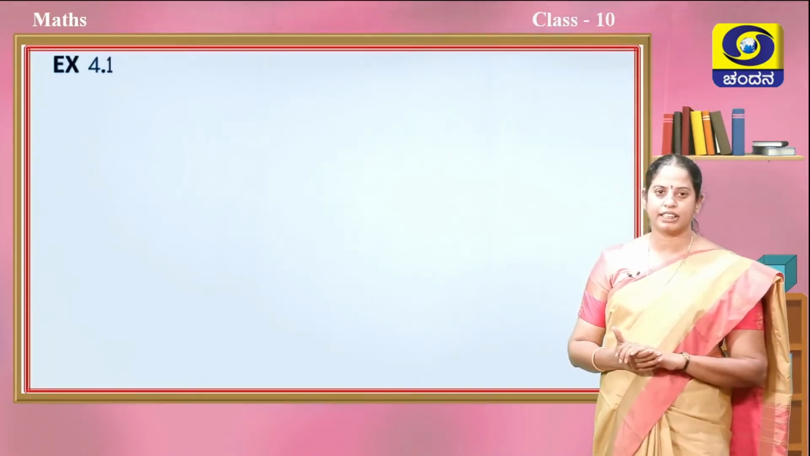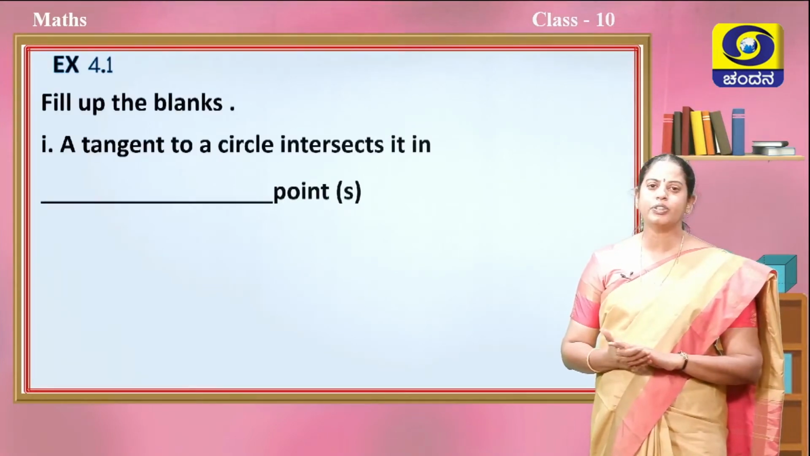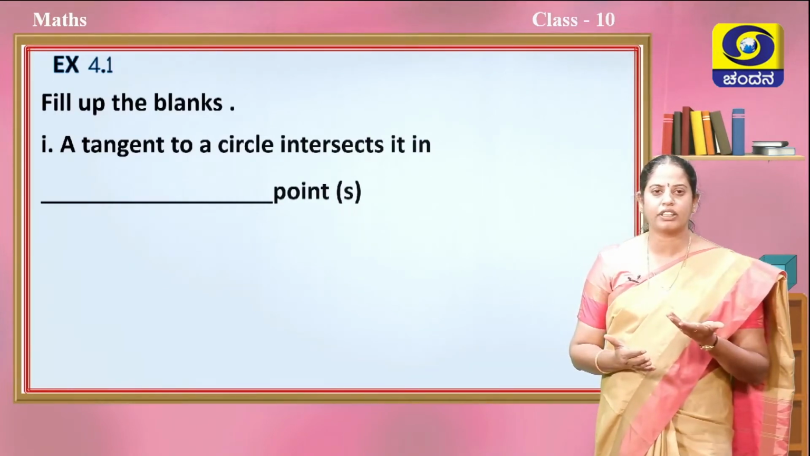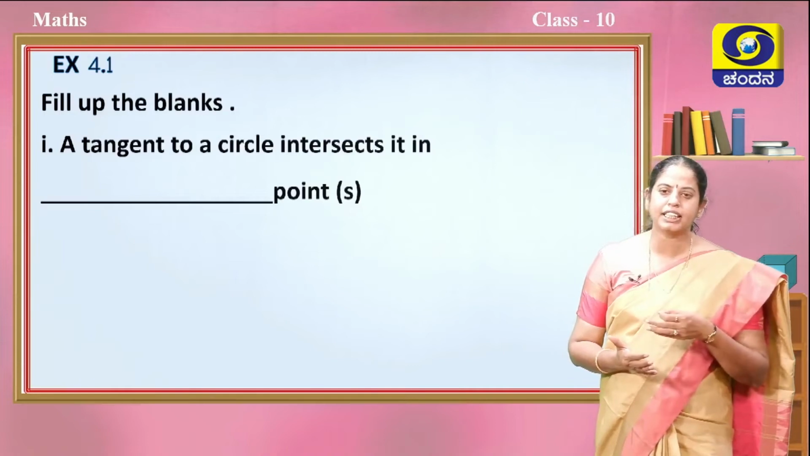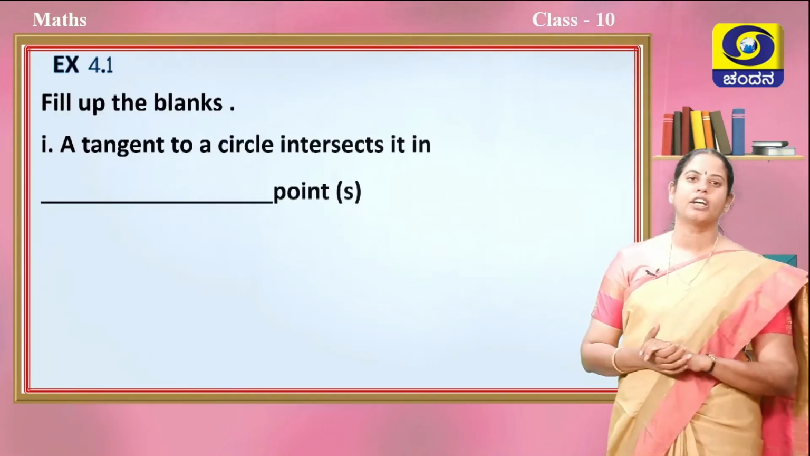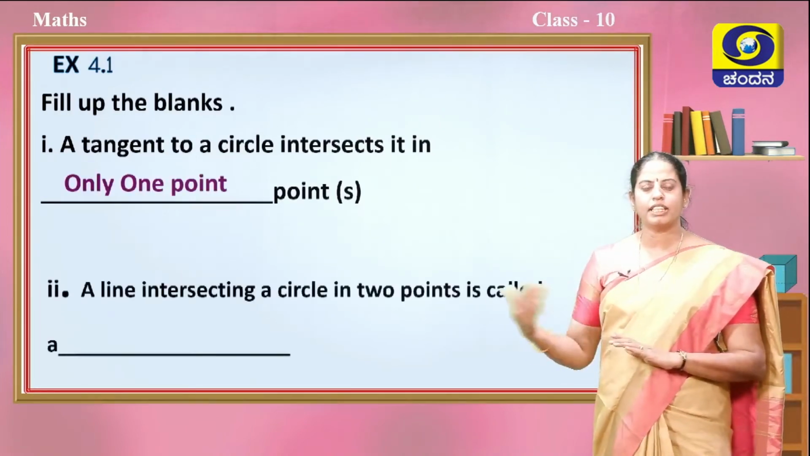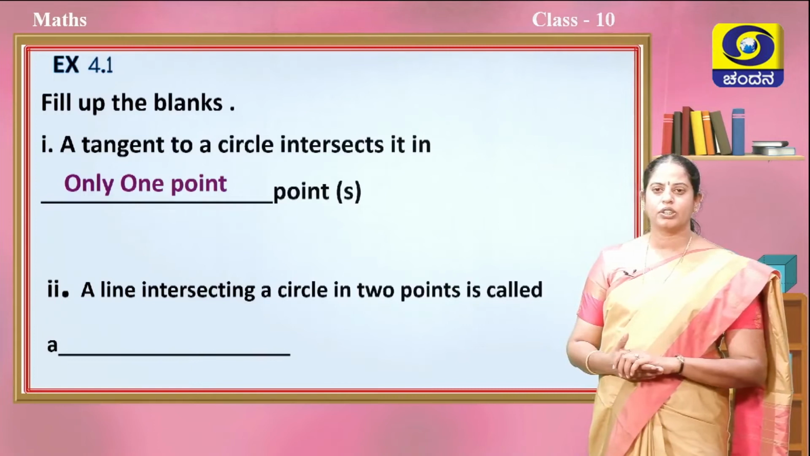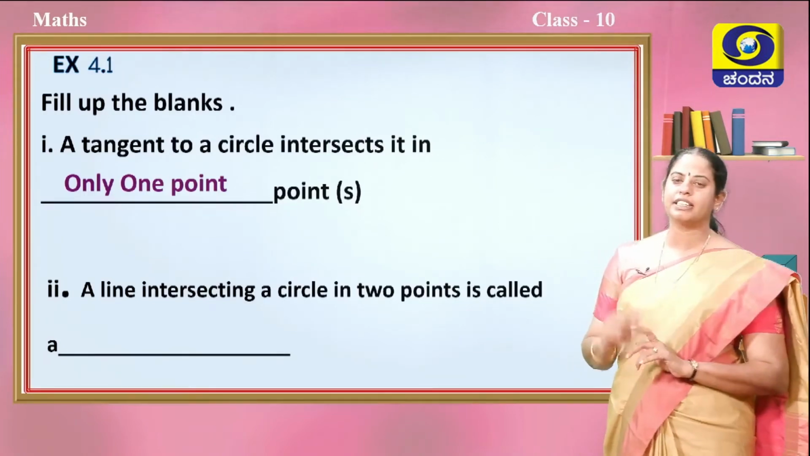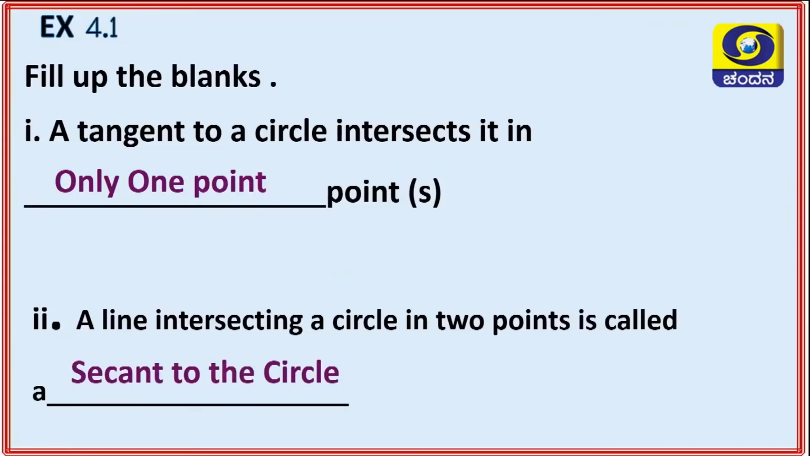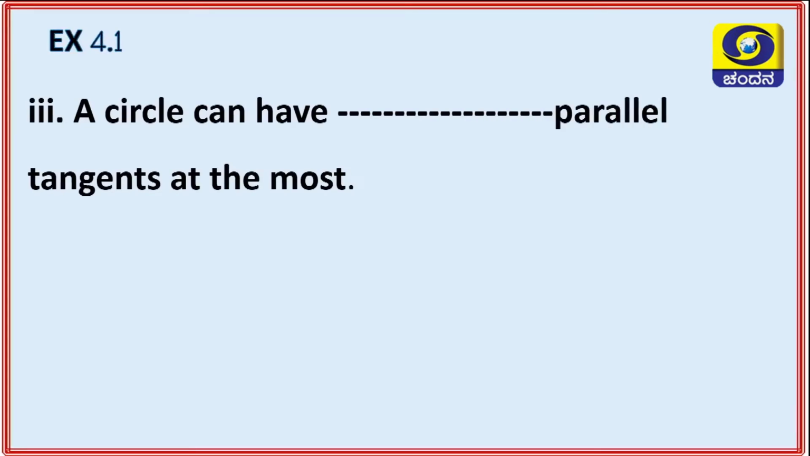Next question is like this: a tangent to a circle intersects it in dash point. Meaning of tangent is what? Touches the circle. Touches the circle means it meets the circle at only one point. Correct. The answer is only one point. What is the next question? A line intersecting a circle in 2 points is called. So, we know if a line intersects the circle at 2 different points, then it is called a secant to the circle.